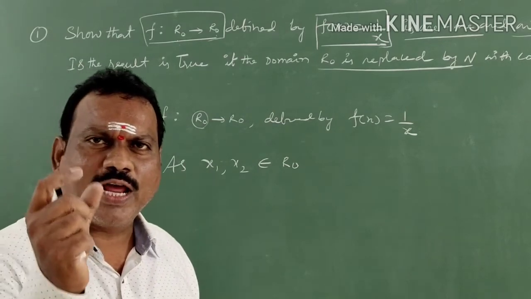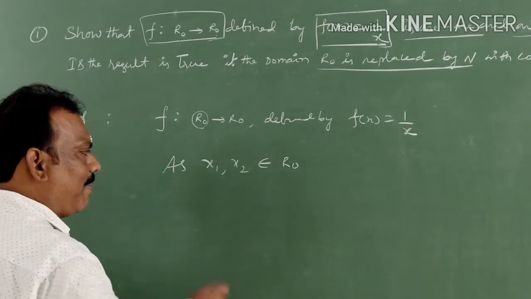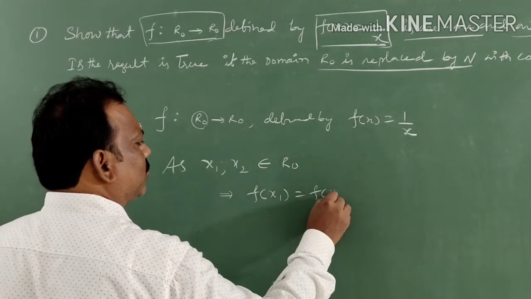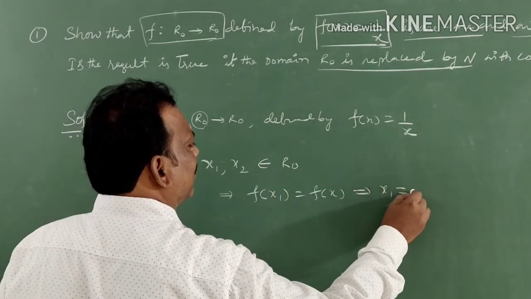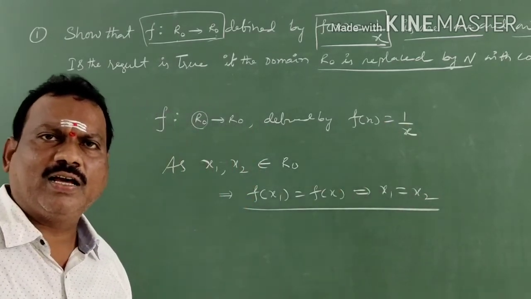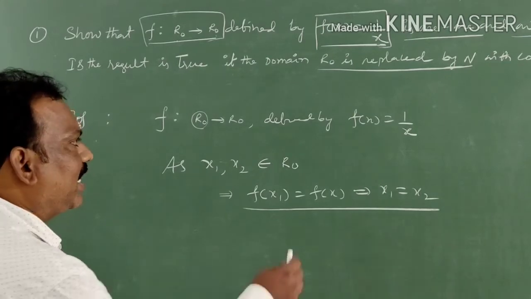I am picking two elements from R0. Mathematical definition: f of x1 is equal to f of x2 implies x1 is equal to x2. This we are going to prove. If we prove it, it is a 1-1 function. You know that f of x.